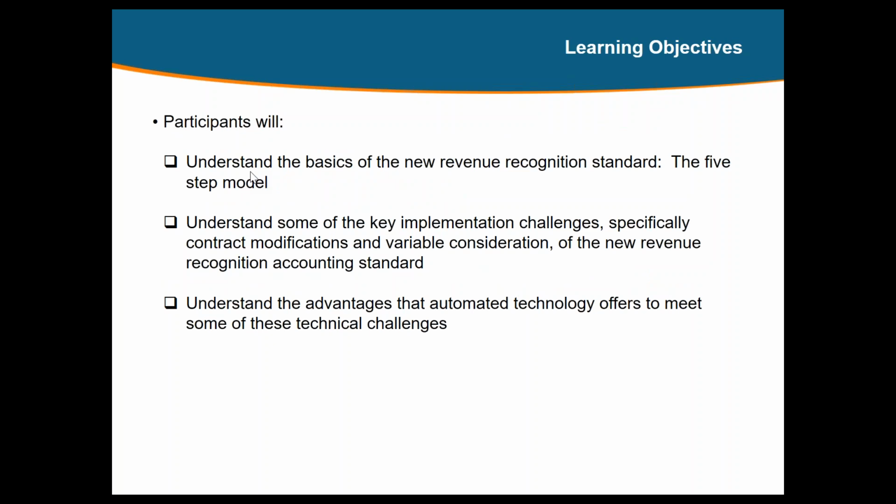Some of the learning objectives of this class are to understand the basics of the RevRec model and its 5 steps. 2, what are some of the key implementation challenges? And we're going to talk about a deep dive really on 2 things that we here at CrossCountry see companies struggling with the most or trying to figure out how to handle the most, is contract modifications and also variable considerations. Finally, we're going to cover how you can use technology to help implement these policies and to reduce the time and cost, improve auditability and reporting, and make this a lot easier going forward to make sure you're compliant with the standard.